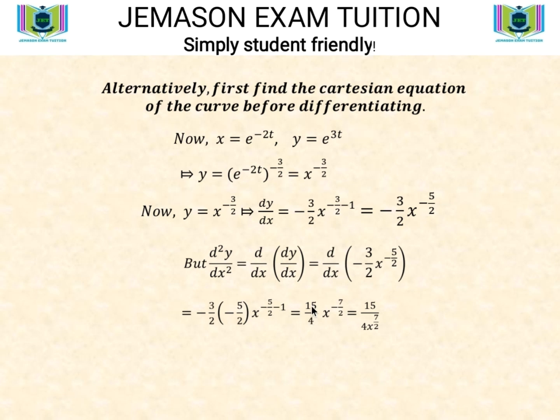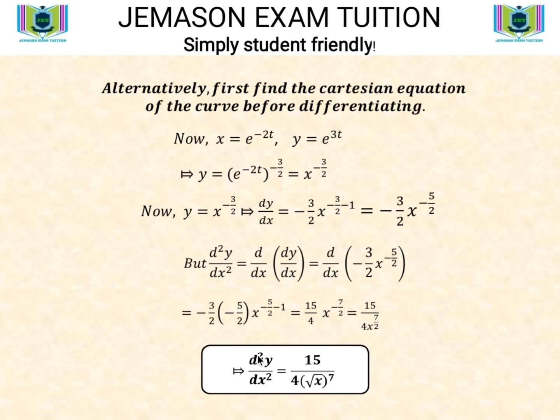That will give us 15 over 4 x to the negative 7 over 2, which again, using the laws of indices, when you reciprocate an index, the sign of the power will change. So we get the result as 15 all over 4x raised to the power 7 over 2. And from there, then we can conclude again that d squared y over dx squared equals 15 all over 4 the root of x raised to the power 7, the same result that we had previously in the other method.